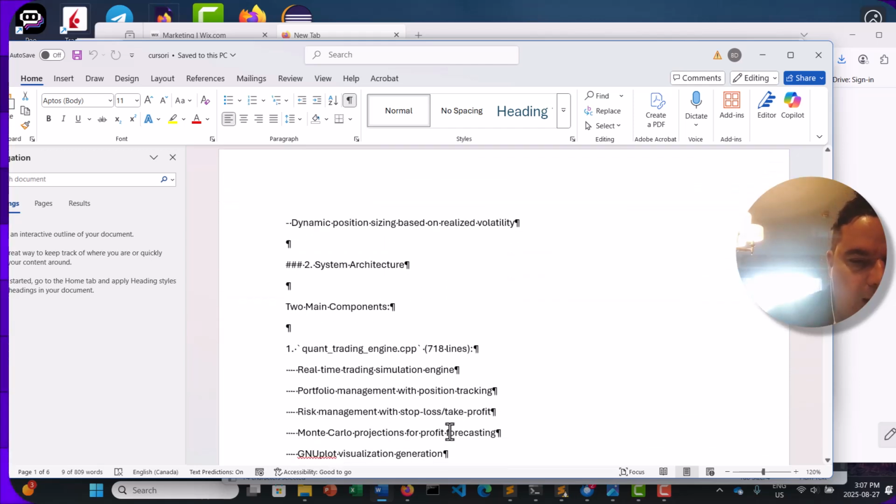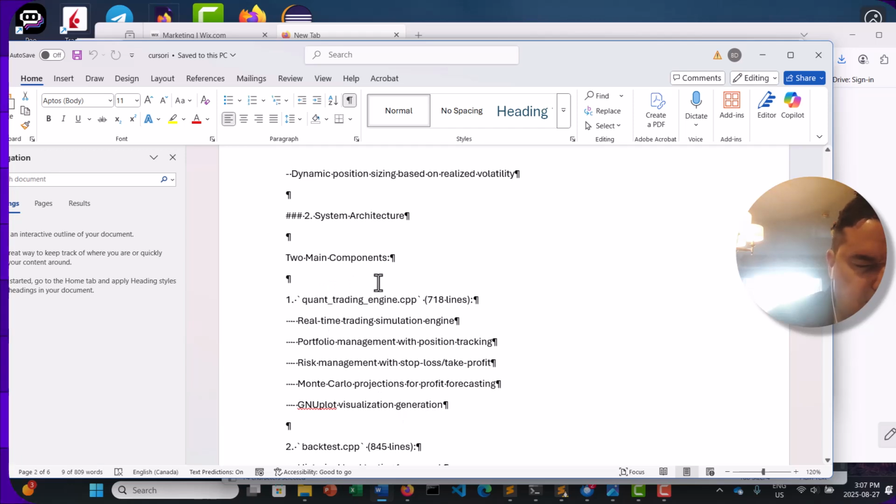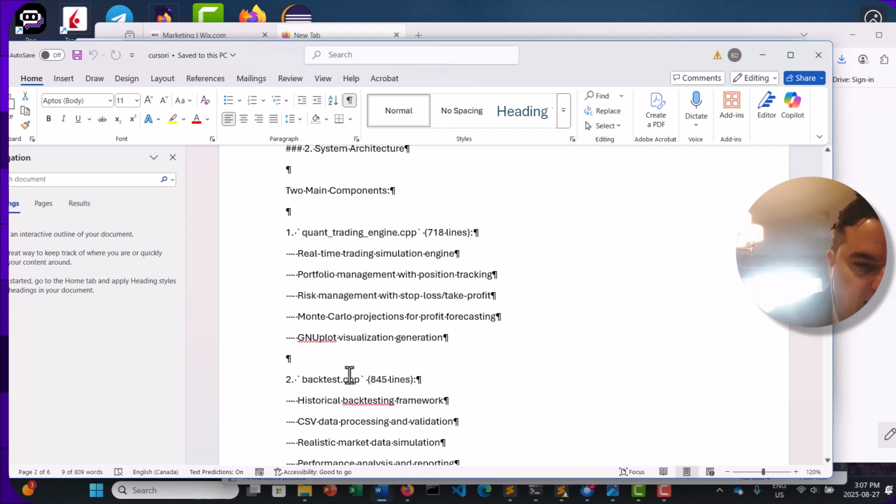Okay. So here we have the system architecture, again, provided by Cursor AI. First one's the quant trading engine, 718 lines, again, 100% generated by AI. We have a real-time trading simulation engine, portfolio management with position tracking, risk management with stop loss, take profit, Monte Carlo projection for profit forecasting, and a new plot for visualization.